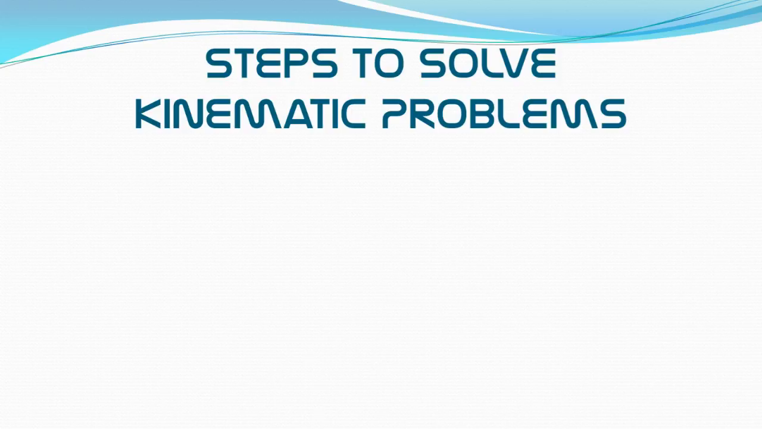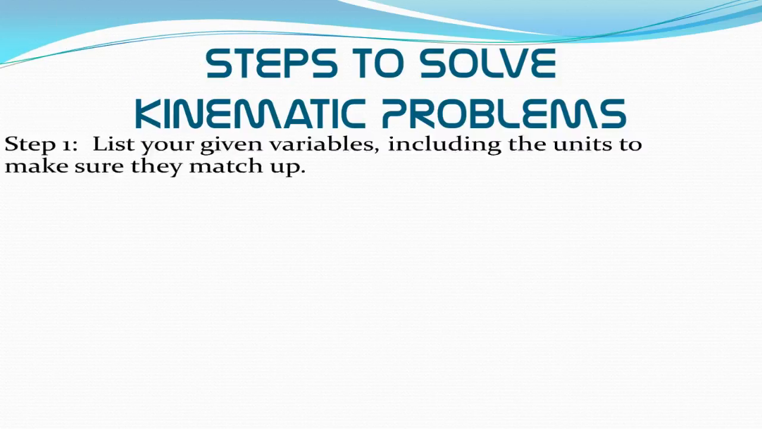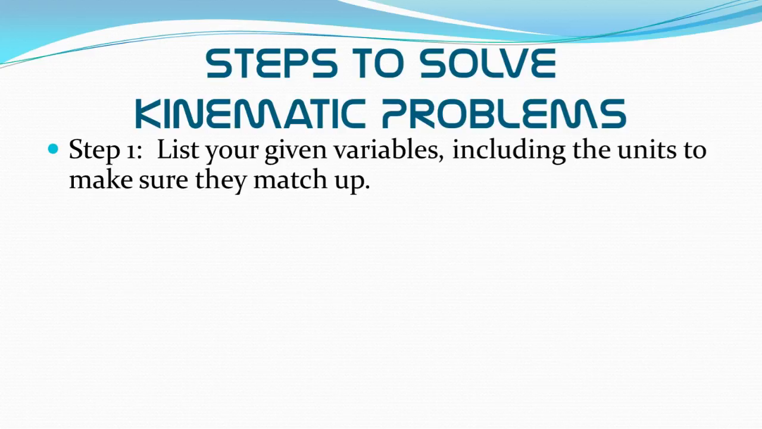In order to solve a kinematic equation problem, you're going to follow the same steps every single time. Step 1, list your given variables, including the units, to make sure they match up. For example, meters goes with displacement, seconds goes with time. It's a great way to make sure that you've put the right variable with the right variable.